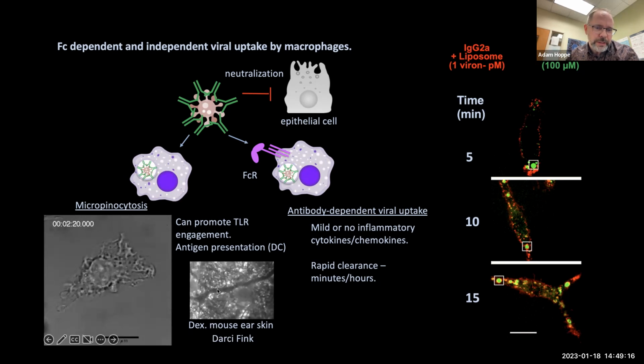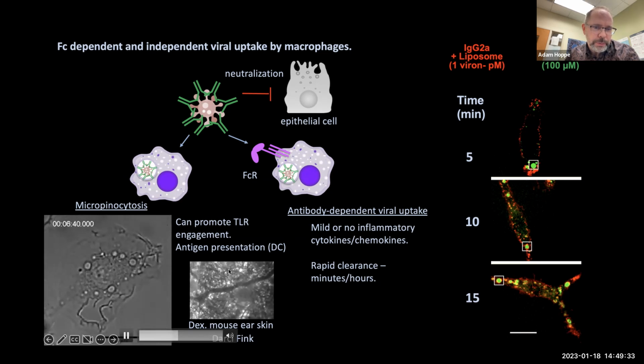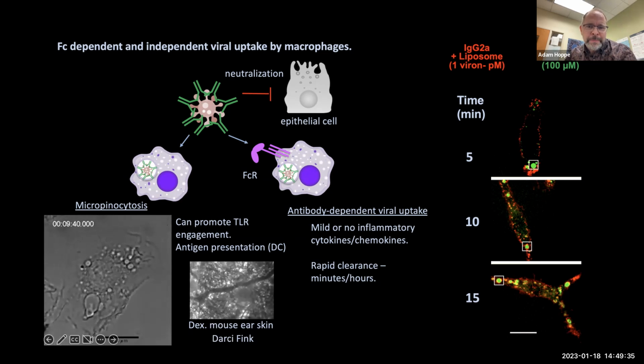For example, this is a microscope image of the mouse ear skin following injection of a fluorescent dextran. And you can see these little stellate patches. These are the macrophages lining a blood vessel that have taken up that dextran through this process of macropinocytosis. Additionally, though, receptor-mediated uptake, such as through FcγR receptors, can greatly facilitate uptake of small particles, including viruses.